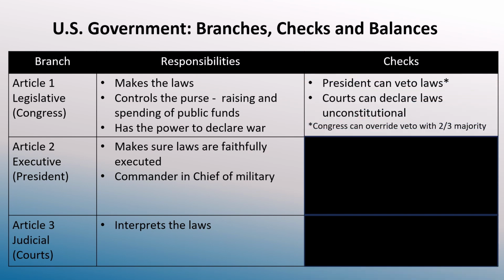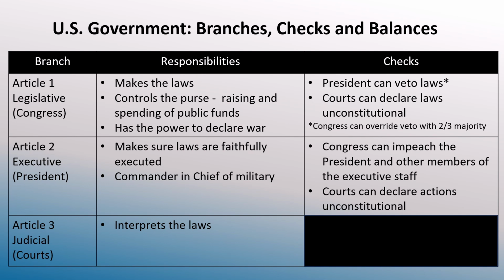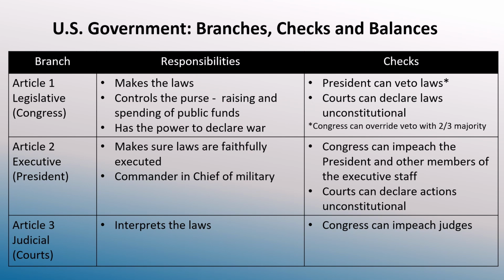In terms of Congress, the laws they propose can be vetoed by the President, although Congress can override that veto with a two-thirds majority. The federal courts also provide a check on Congress. They can declare laws unconstitutional. In terms of checks and balances over the executive branch, if members of the executive branch do something unlawful or that is not in compliance with the Constitution, Congress can remove them from office through impeachment proceedings. The federal courts also have oversight and can declare actions taken by the executive branch unconstitutional. Finally, Congress can impeach judges, which provides a check on the judicial branch.